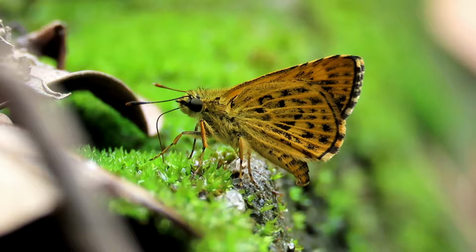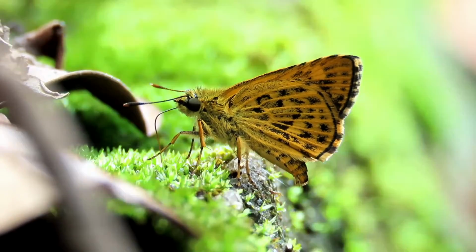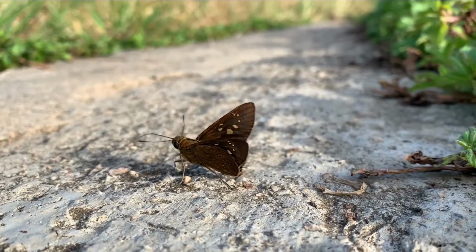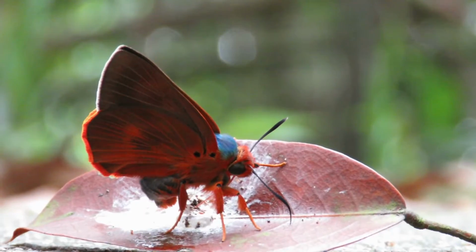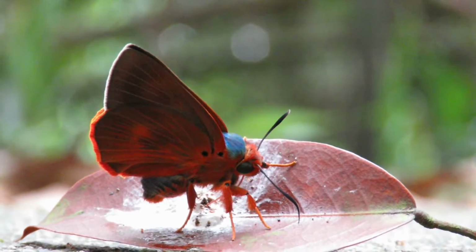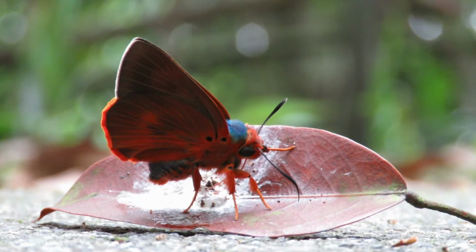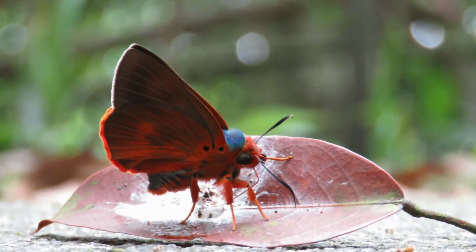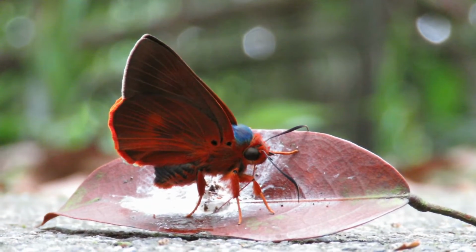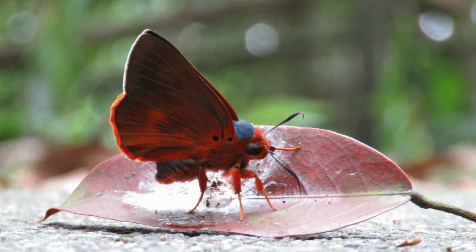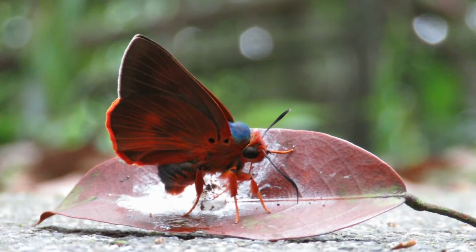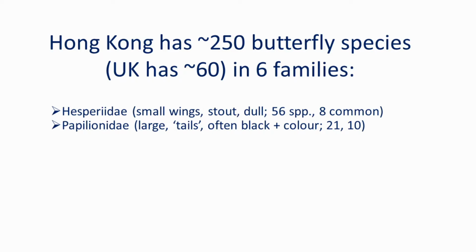This is Ampittia virgata. Here's a Pelopidas species with its cool proboscis, its tongue. And then this is a Badamia exclamationis, which is a very colorful Hesperiidae. So they're not all brown and ugly. Some of them are actually quite pretty. So those are the Hesperiidae, or the skipper butterflies.